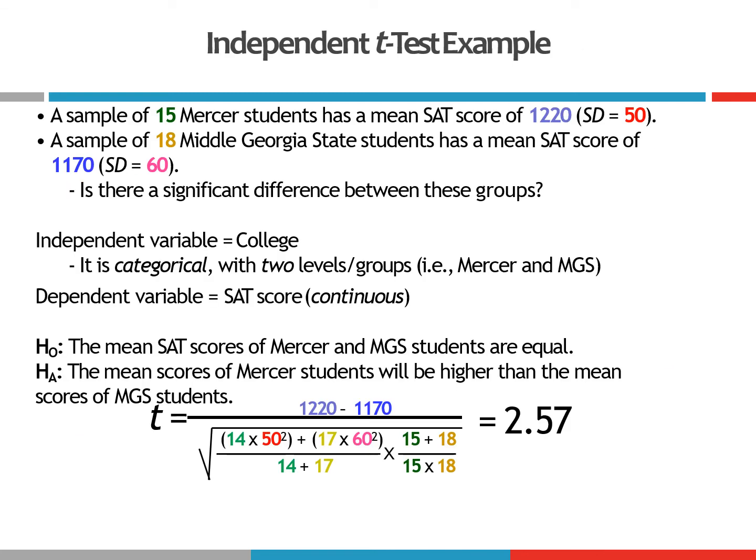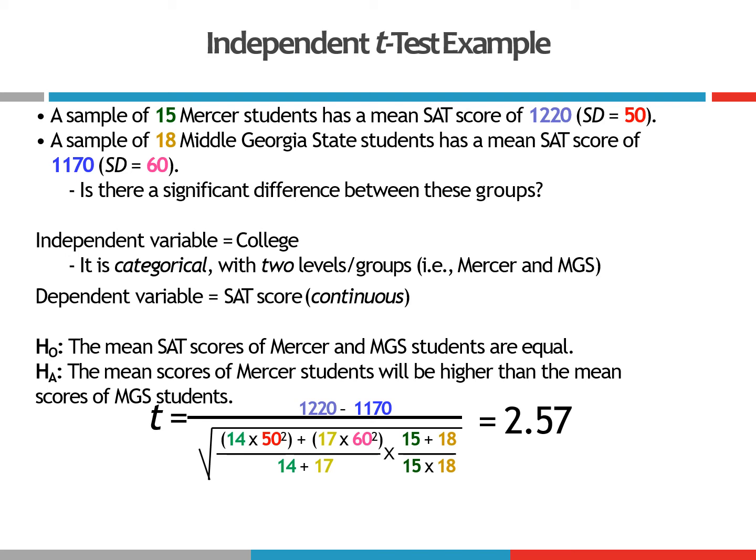Okay, so let's look at an example. Let's suppose that we want to answer the question that I posed earlier, which is, do Mercer students have an SAT score that's higher than that obtained by Middle Georgia State students? So are Mercer students smarter than MGS students? Do they have a higher SAT score?